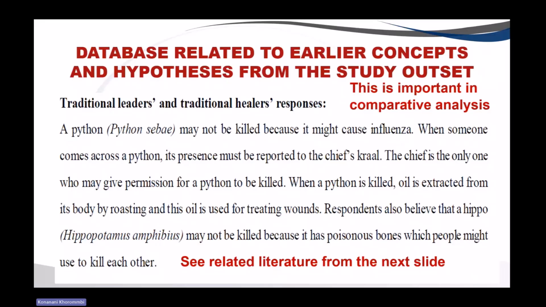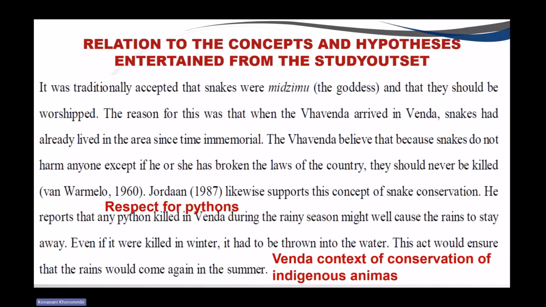So now we're talking about the python, that it may not be killed. And I made reference to the python on Tuesday, that it is one of the animals with some omen, either bad or good omen. I forgot about it, but we will see it still, because we still have some matrices that we've built in there. And this is the literature that I had read before I collected this data, and I read for you the responses from traditional healers and traditional leaders.